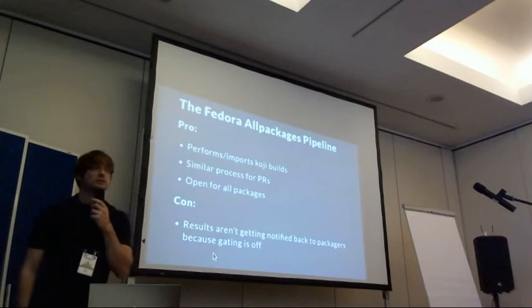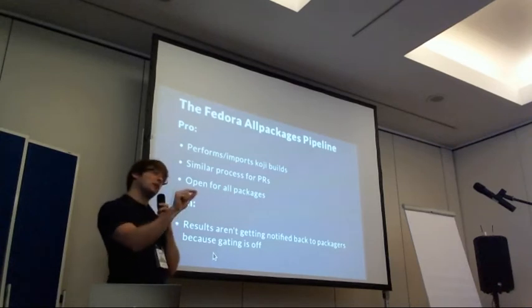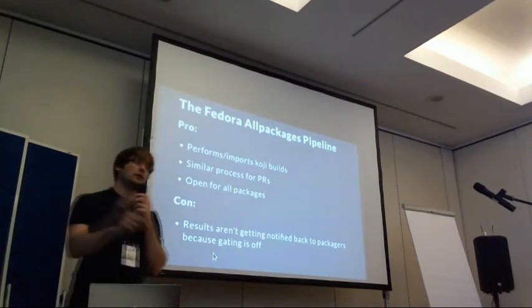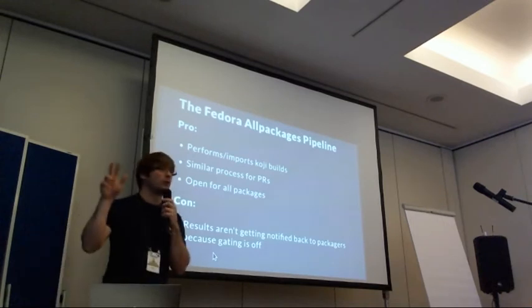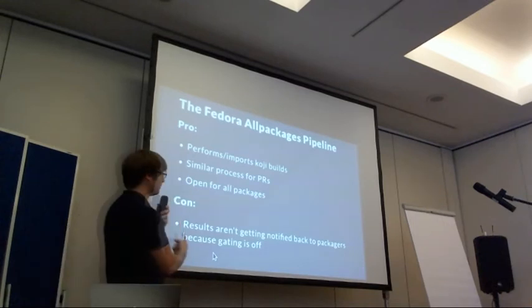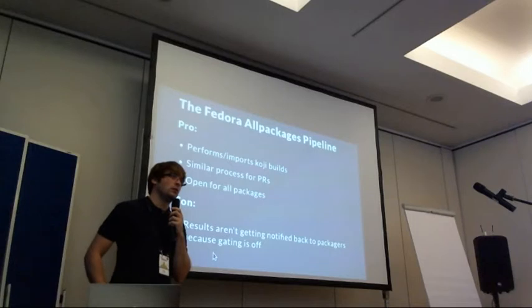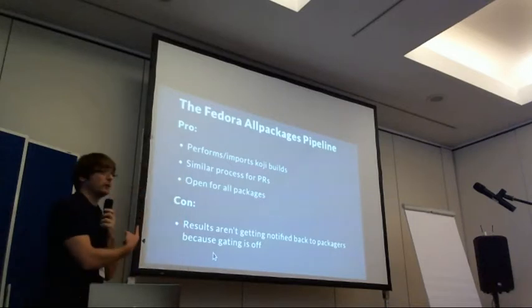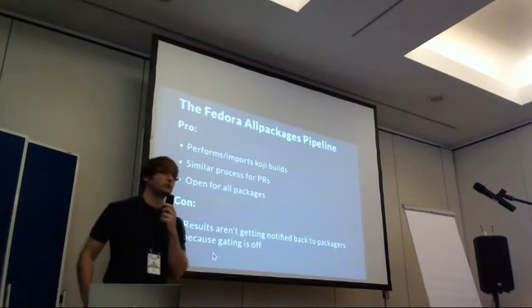So the question is, is that the simple CI thing you see in Pagure? And no, that is a separate thing. That's part of the notifications plan, I think, going forward, to have a similar little tick in the Pagure pull request that comes from the all packages pipeline and says whether you passed or failed a PR. No, so you have to go into the actual Jenkins interface, which is nasty.